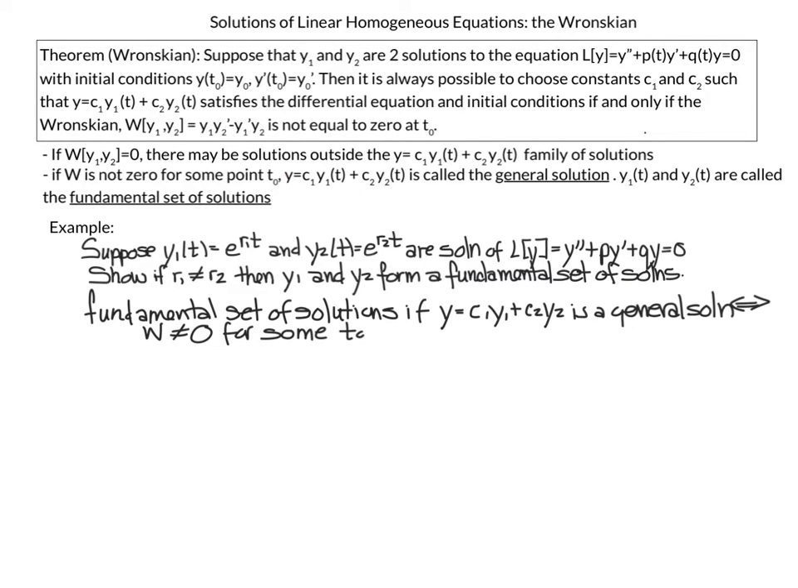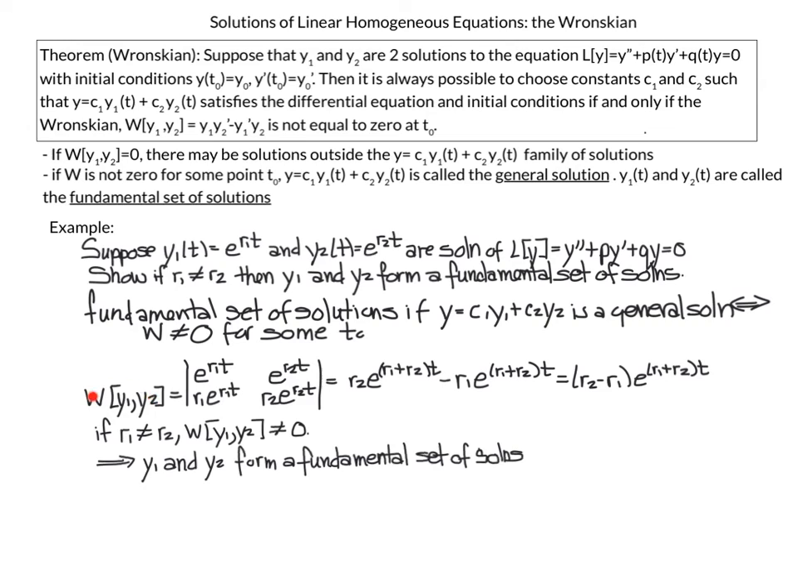Looking at this statement here, it's a fundamental set of solutions if the linear combination c1y1 plus c2y2 is the general solution, which happens, according to our theorem, if and only if W is not equal to 0. So I've written that here. Fundamental set of solutions if the linear combination is a general solution, which is if and only if W does not equal 0 for some t naught.